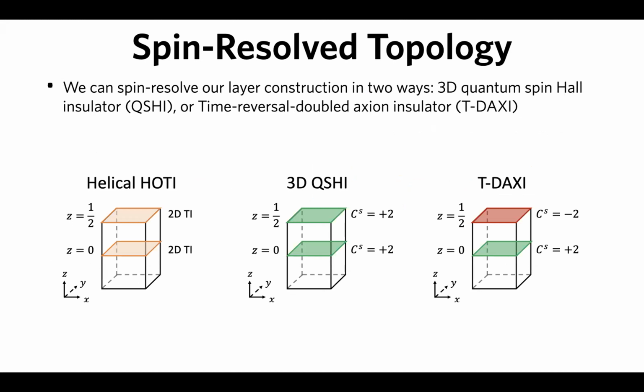And this is a phase that has been introduced by others previously, sometimes called a 3D quantum spin Hall insulator. They're the macroscopic system, there's a macroscopically large spin Chern number. But more interestingly, you can actually have opposite spin Chern numbers for these two DTI layers. And that's something we call a time reversal doubled Axion insulator, because it's like one copy of a magnetic Axion insulator I showed you before for the spin up electrons, and the time reversed copy for the spin down electrons.